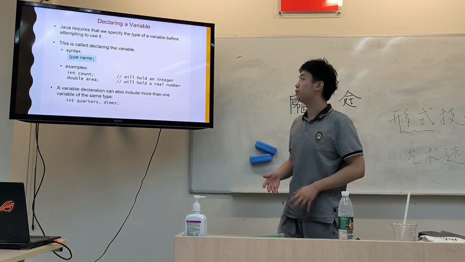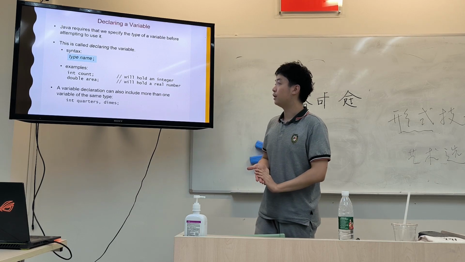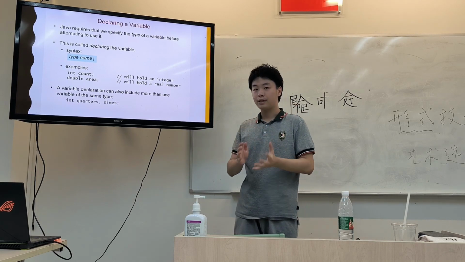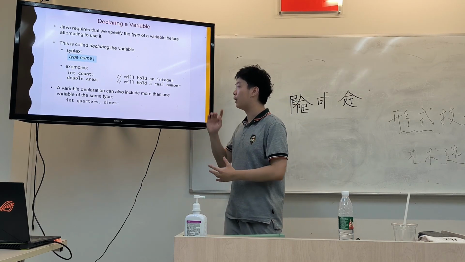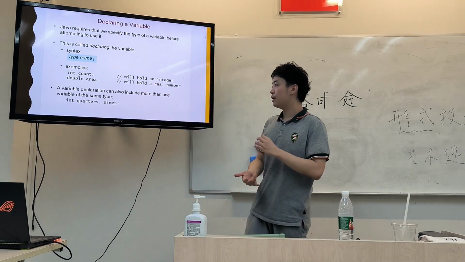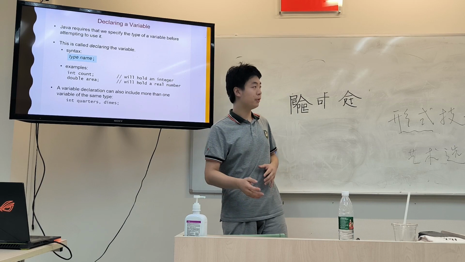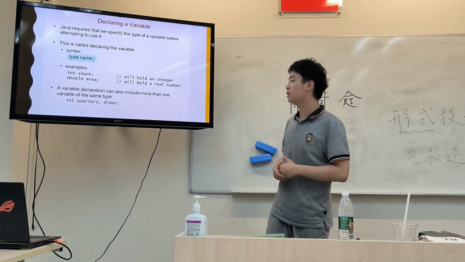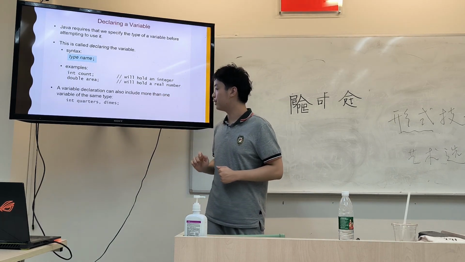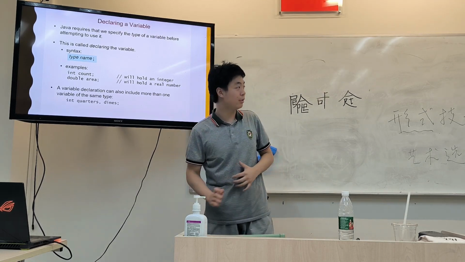Now we'll teach you how to declare a variable. If you want to declare a variable, you should first declare its type, and then its name. For example, if you want an integer type variable called count, you write int and then its name, which is count. A variable declaration can also include more than one variable of the same type. For example, to declare 2 variables at the same time, you declare both their names after the type name, and use a comma to separate them.